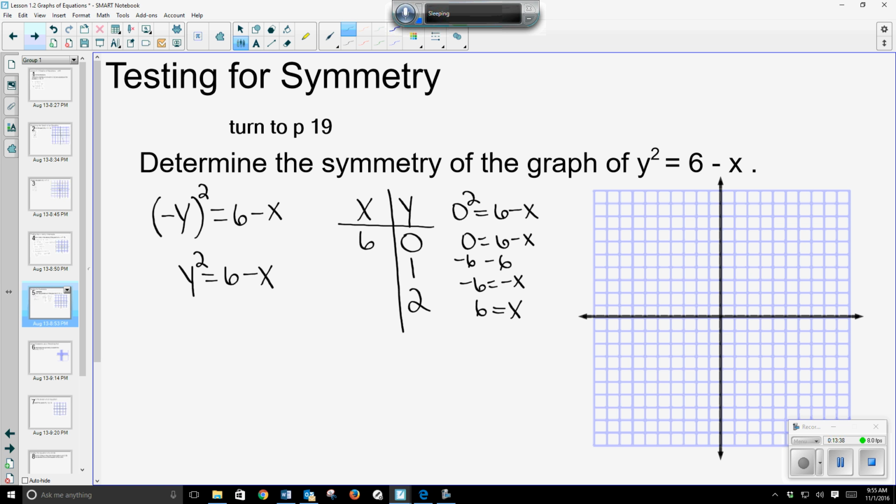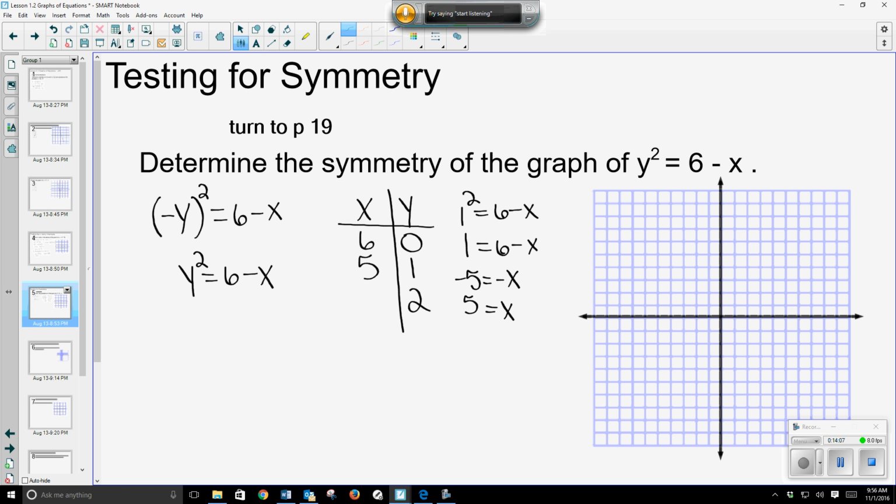Zero in for y will give me 6 for x. What if I put 1? 1 squared is 1. Subtract 6. You get negative 5 is equal to negative x. X is equal to 5.